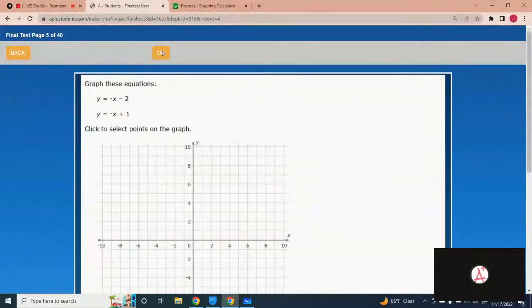We are doing the final test for the chapter Single Variable Inequalities. We have just finished the final test of the chapter Single Variable Inequalities.